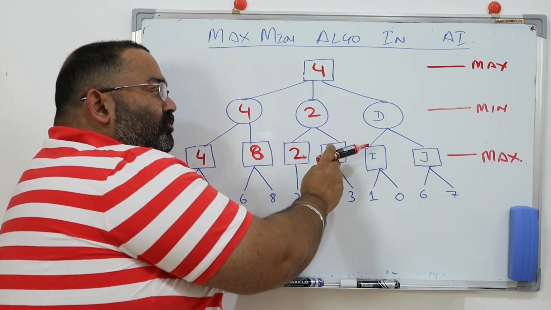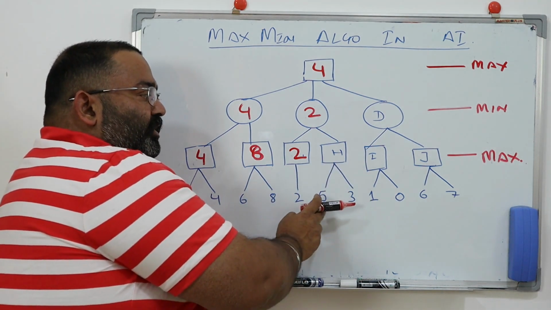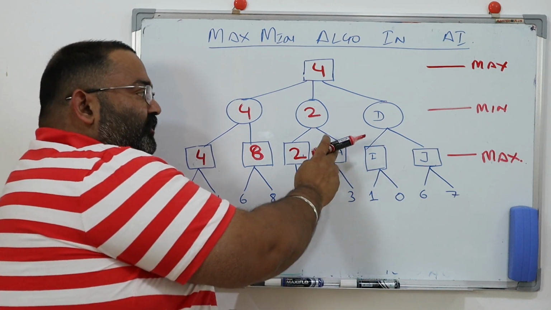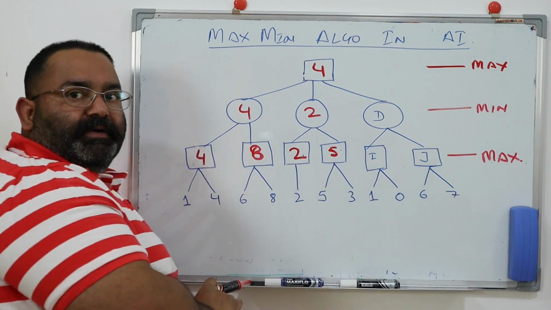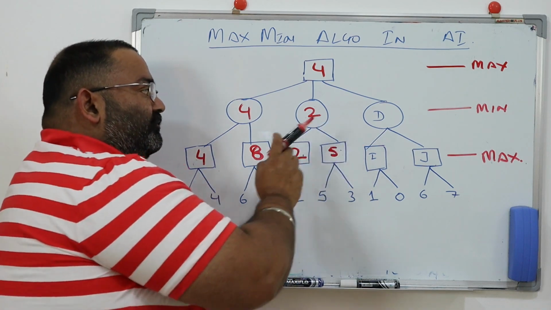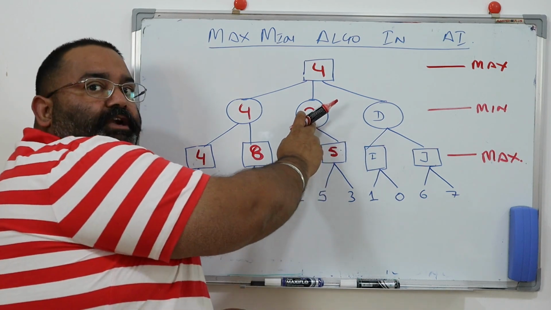Okay, then I will go to H subtree. So H subtree, out of these two, what is the max value? First 5 will come here. Then 5 will be compared with 3, which is max. 5 is max, so 5 remains here.